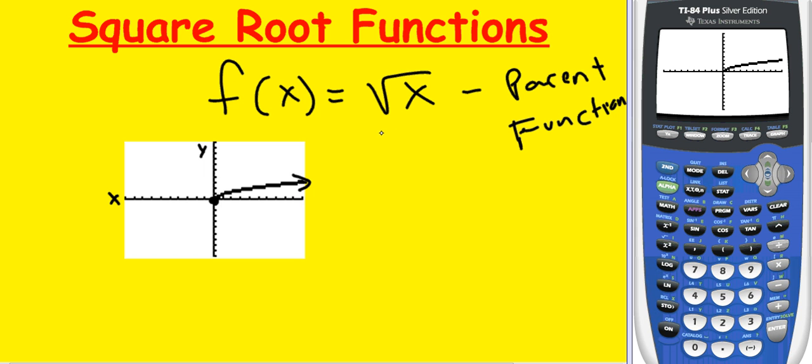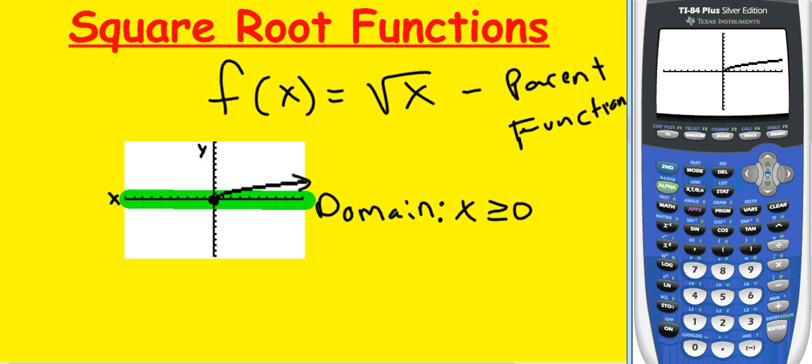One thing we want to be able to identify from the graph is the domain of the function. If you recall, the domain is a set of all x values for which the function is defined. So we're looking for the x values. If we notice, it starts at 0 at the origin and goes on forever to the right. So we can say the domain is a set of all x values greater than or equal to 0. Another way to write that is from 0 to positive infinity.